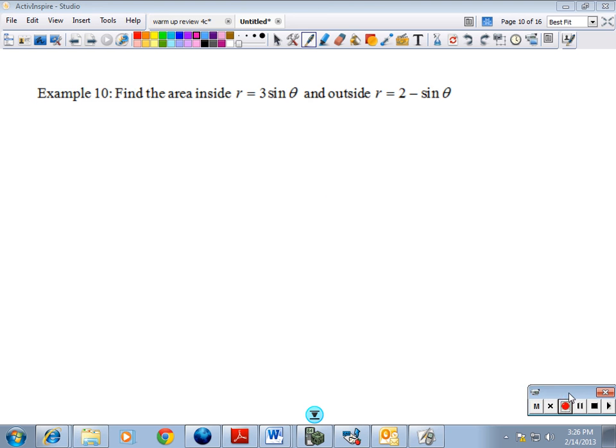Polar example 10. Polar goes on and on forever. It says find the area inside r equals 3 sine of theta and outside r equals 2 minus sine of theta. We need to graph both of these. 3 sine of theta is a circle oriented on the y-axis because it's sine, and it's going to go up 1, 2, 3, and it's going to look like this.